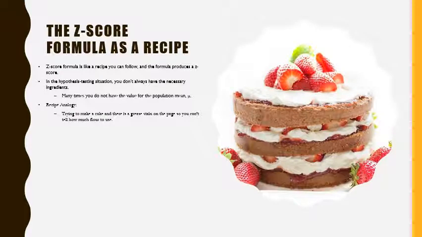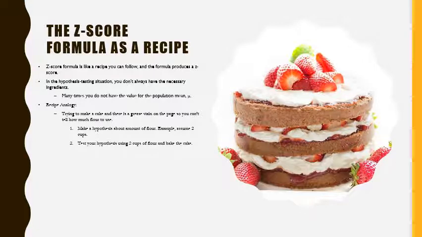You're trying to make a cake and there's a grease stain on the page and you can't tell how much flour to use. So one, you make a hypothesis about the amount of flour. In this case, we're going to assume 2 cups. You test your hypothesis using the 2 cups of flour and bake the cake. If the cake is good, you assume your hypothesis is correct. If the cake is terrible, you assume your hypothesis is wrong.